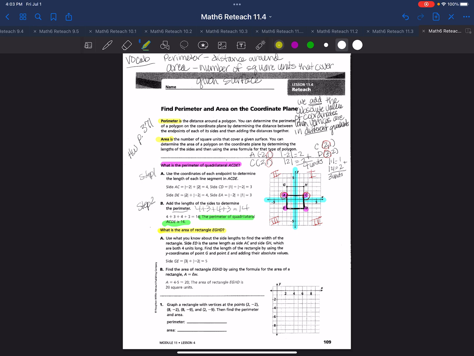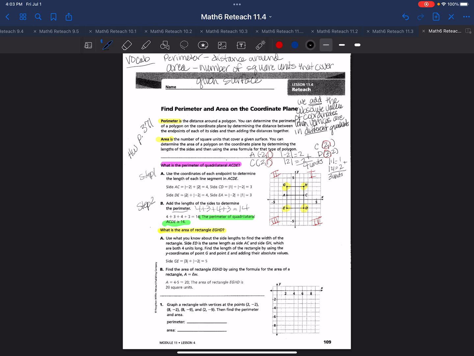Well, we know that we have the area of EGHD. So now it's going to be different. We're going to look at a different part of this. So let's go ahead and erase that. Okay. So now we have E, G, H, and D.